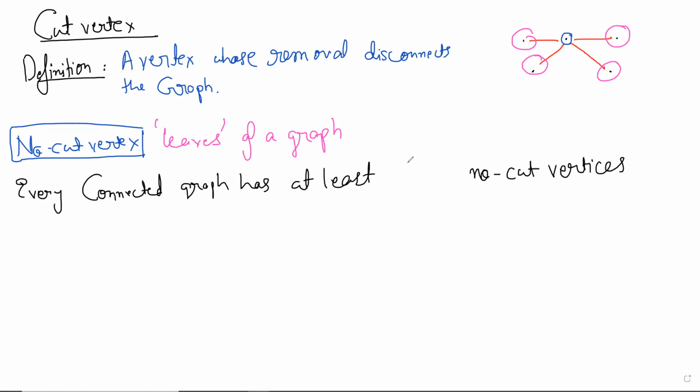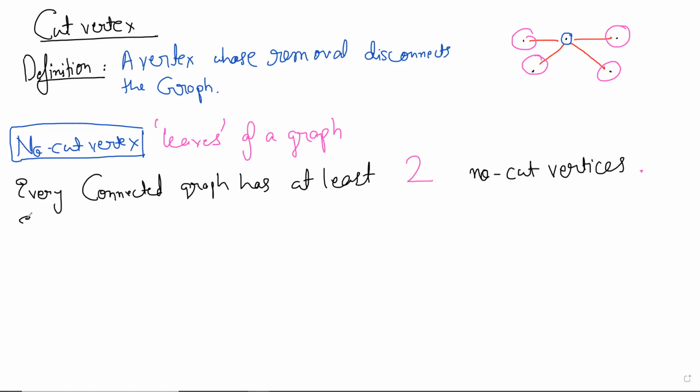Now all this we have proved. You can again try to think why. But even you can see in this graph, there will be at least two. So no matter how complicated the graph is, it could be a very rich graph with a lot of edges, it will have at least two no cut vertices. The richer the graph is, the easier it is, there will be more and more no cut vertices, but at least two.